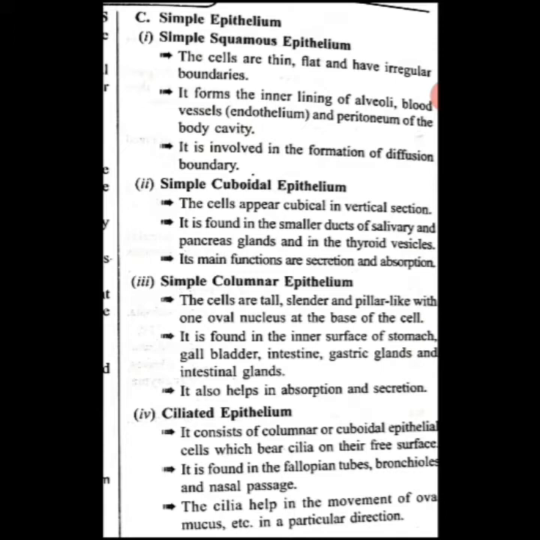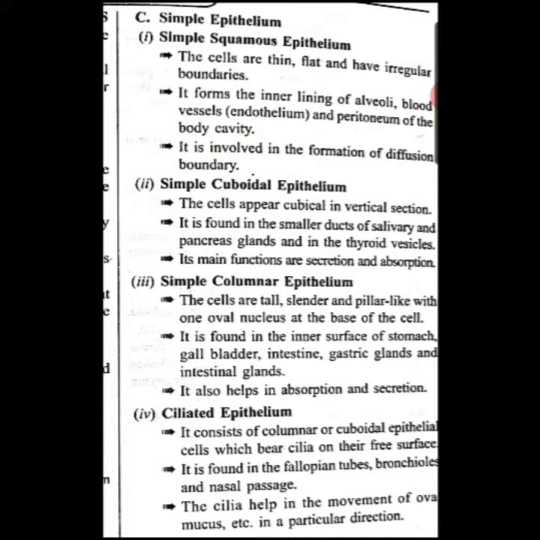Then the cuboidal epithelium, which are more or less squamous epithelium in a cubicle size. Okay, so cells appear cubical in vertical section. They are found in smaller ducts of the salivary gland and the pancreas and also in the thyroid vesicles. Their main function is secretion and absorption.